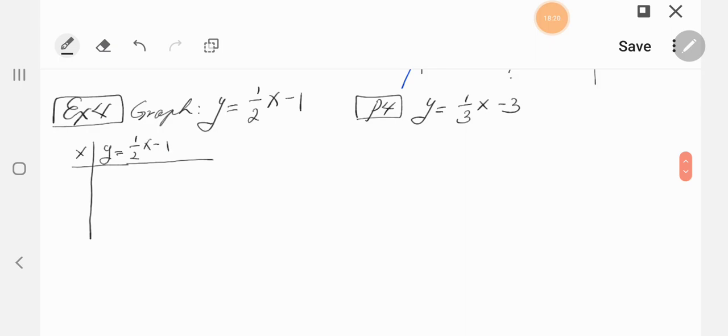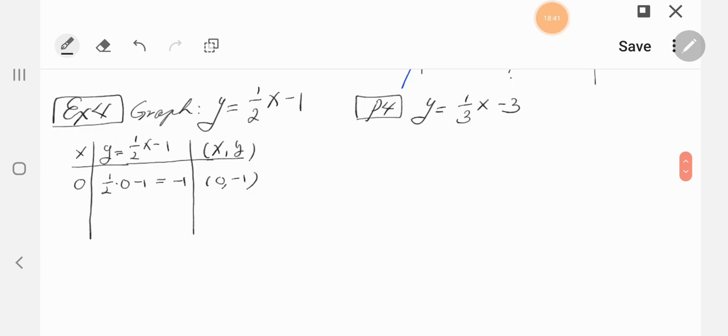All right, so let's plug in 0 first. Always, x equals 0. That is very simple. So x equals 0, then y is 1/2 times 0 minus 1. So that is equal to -1. So we have an ordered pair. The ordered pair (x, y) is x equals 0, y is -1.